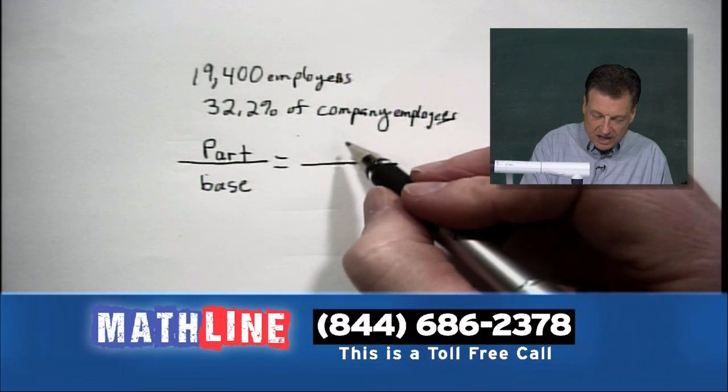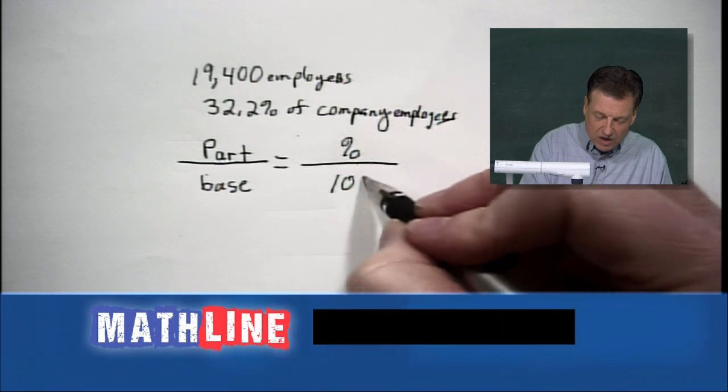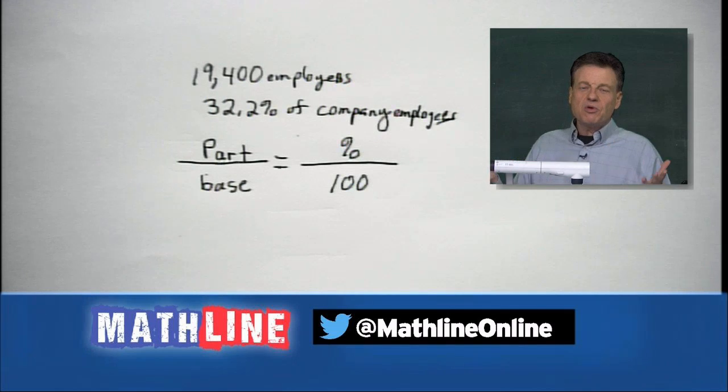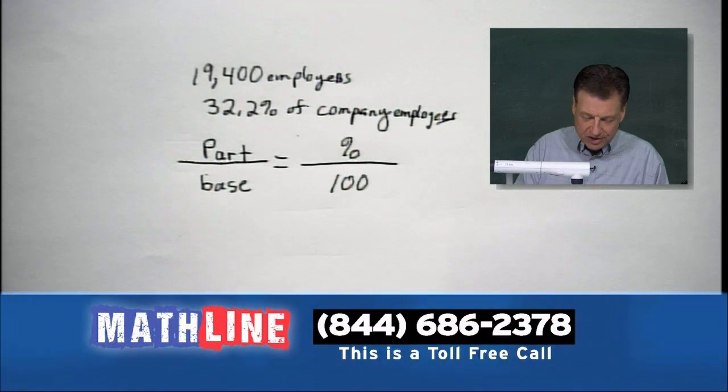Percent over 100. So in other words, we're taking 2 ratios and we're going to set them equal. We're going to do a proportion. We're going to make a proportion happen here.